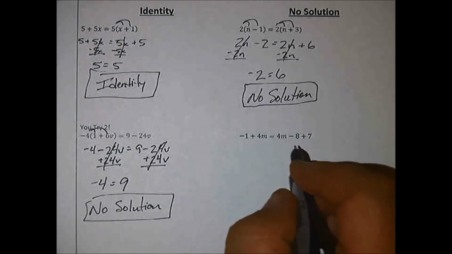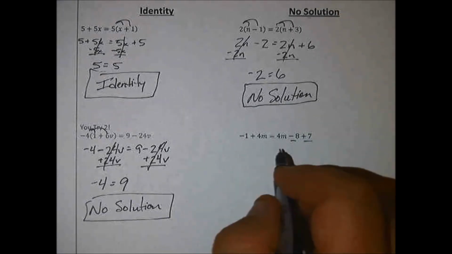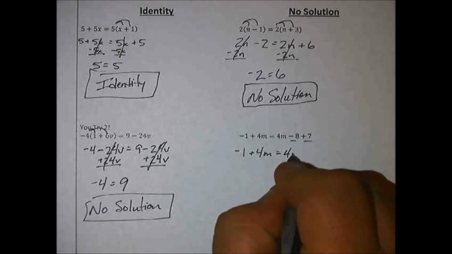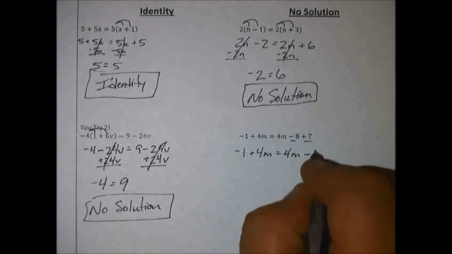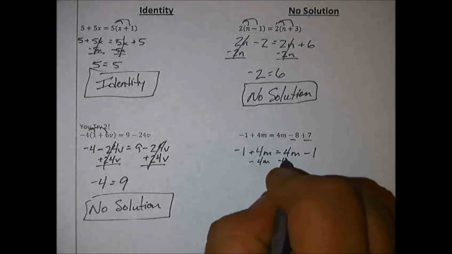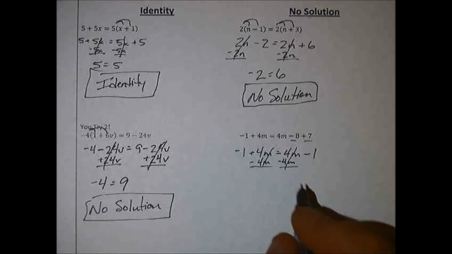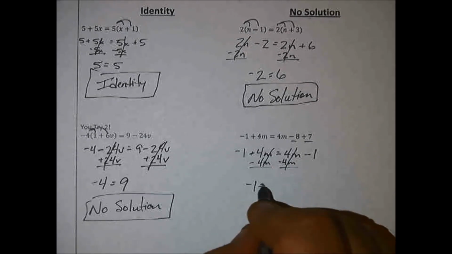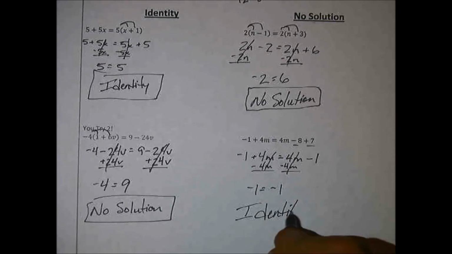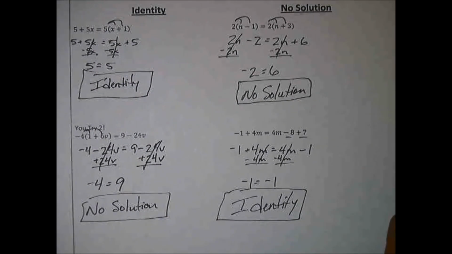All right, let's look at this one over here. I don't have any parentheses, but I do have some like terms over here. The -8 and +7. -8 plus 7 is -1, so -1 plus 4m equals 4m. I'm going to subtract that 4m out of there. Again, my coefficients are the same. I should know something's in the air. Mr. Gall's trying to play a trick on me here. But I have -1 equals -1. Identity. It is true. Any number is going to work in that case. Doesn't matter what it is.